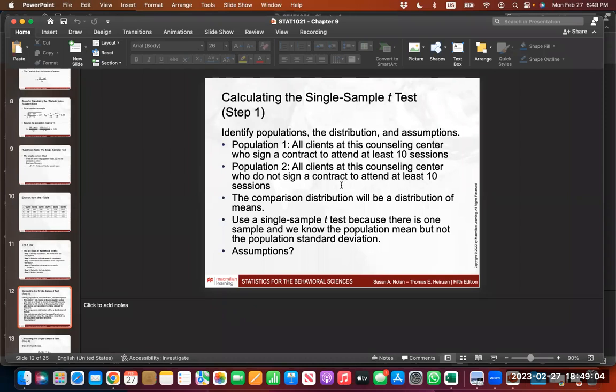Okay, so we have now population 1, which is all clients at a counseling center for students, the student counseling center on a campus, who sign a contract to attend at least 10 sessions. So all clients sign a contract to attend at least 10 counseling sessions. Population, so that's pretty much all students that go to these counseling centers. The counselor is going to tell them, I want you to come to every session. The student says yes, walks out, and that was the last time you saw him.